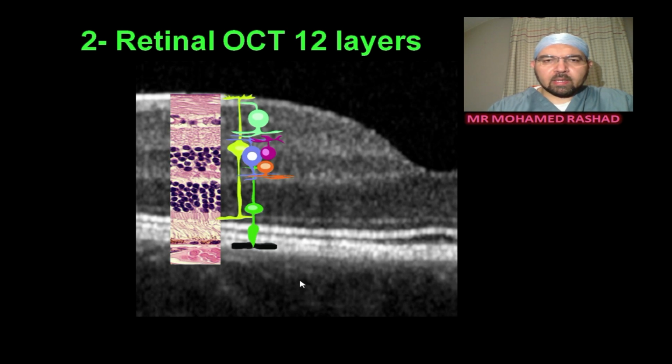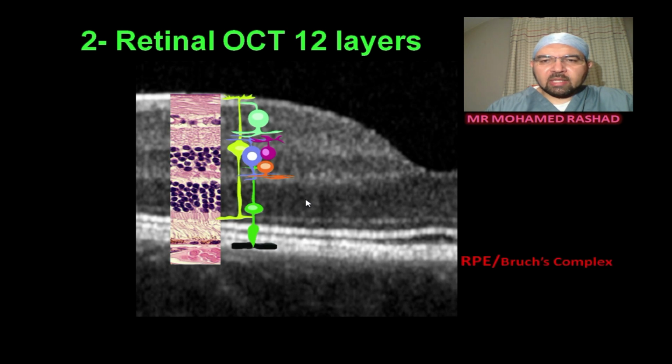So the Müller cells, which are one of the most important cells in our retina, have the outer foot plate, which forms the external limiting membrane, and then the nucleus is inside the inner nuclear layer. Then the inner foot plate forms the internal limiting membrane.